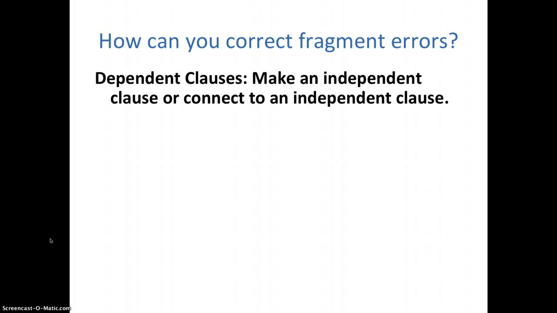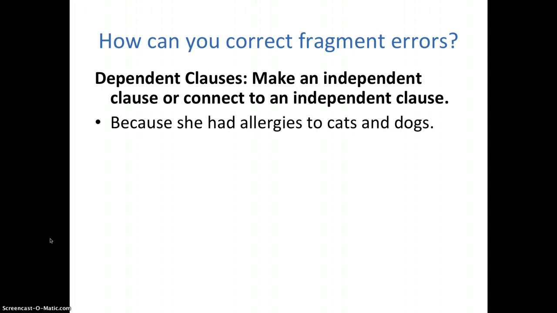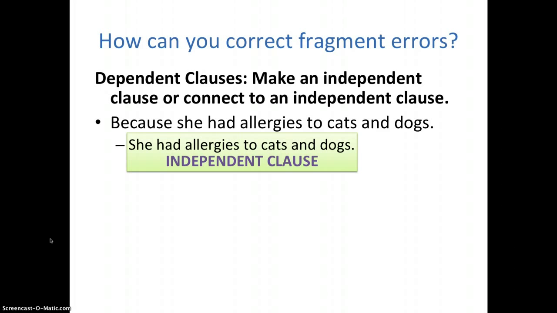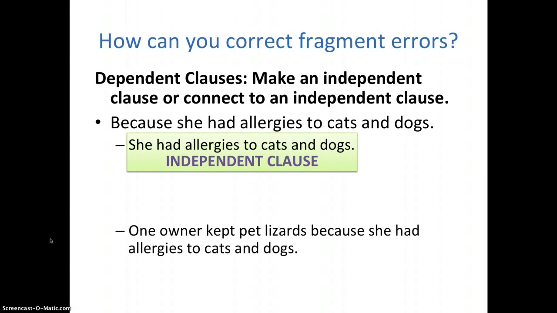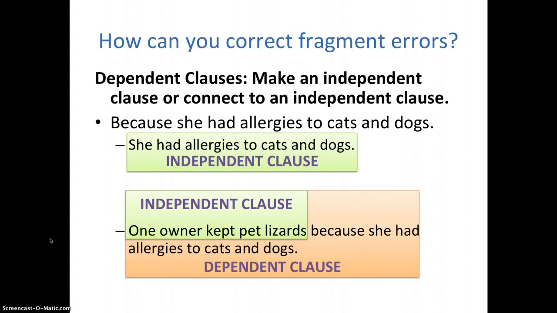So let's try this again. Because she had allergies to cats and dogs. One way you could fix it, she had allergies to cats and dogs. Just making an independent clause. Another thing you could do is say, one owner kept pet lizards because she had allergies to cats and dogs. So you can put the independent clause first and then put the dependent clause. Notice that there's no comma when the dependent clause comes second.